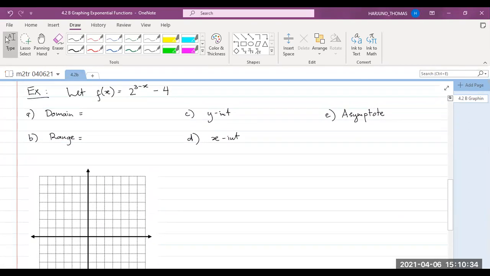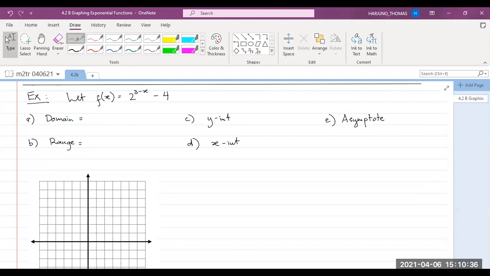Now, the domain of an exponential function is always all real numbers. You can plug in any x you like. But the range, we know, is not all real numbers. So again, we repeat the process. For 2 to the x, the horizontal asymptote is y equals 0.